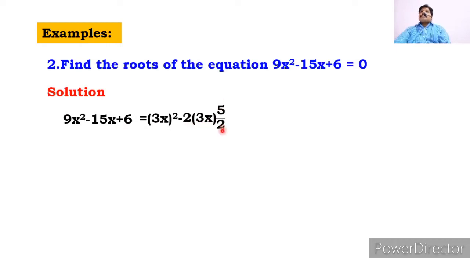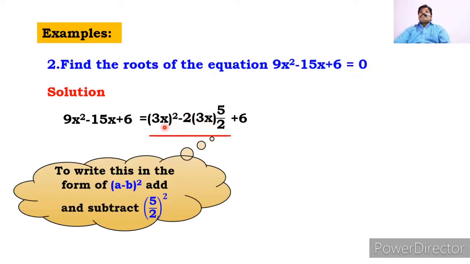Sir, why have you written that? Just cancel this 2 and 2 here. What happens? It is the 15x. Yes or no? Yes. But why have I written that? Because here you can observe that this is the a square minus 2ab form. To write this in the form of a minus b whole square, I have to add plus b square and minus b square. Here 5 by 2 is the b.